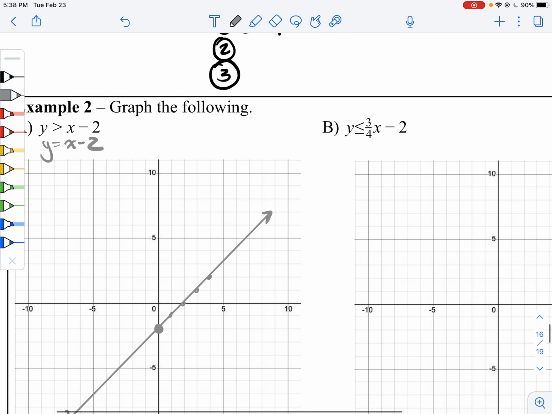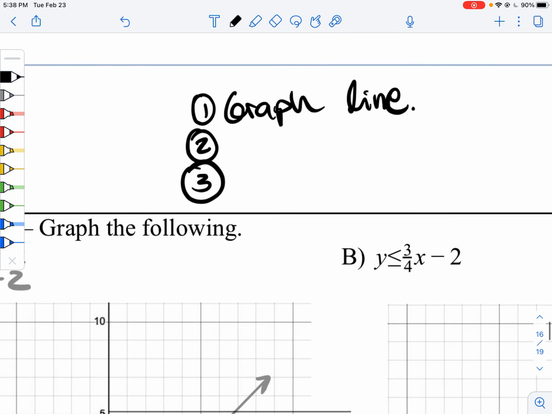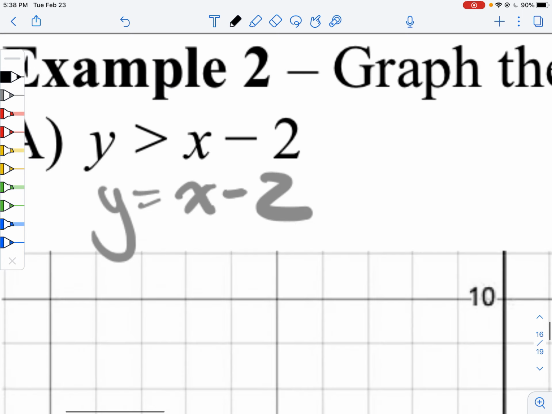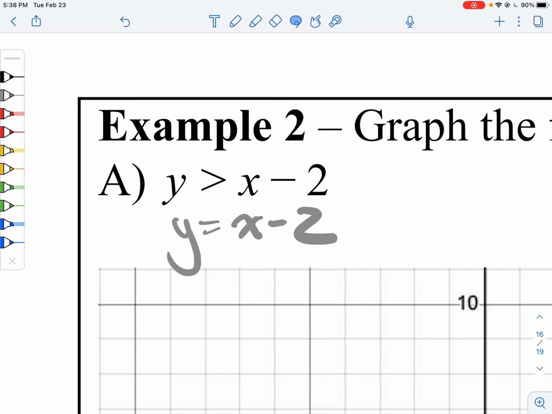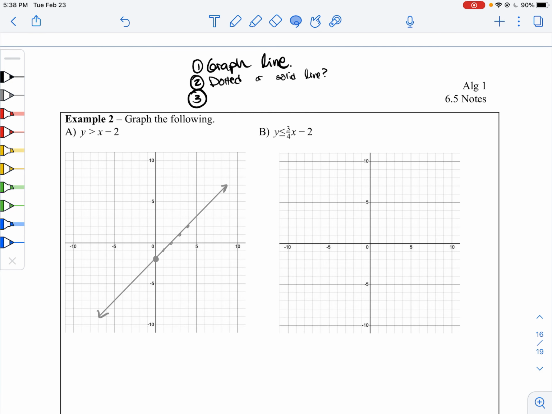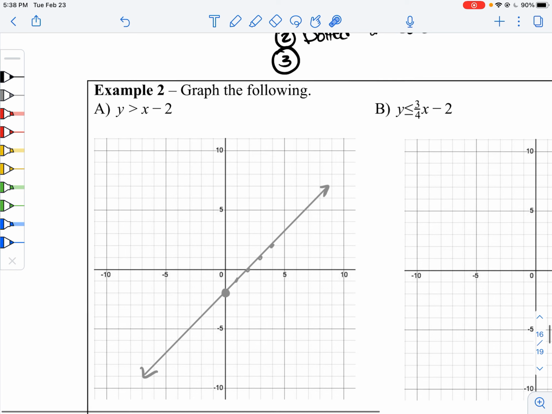But that's not all you do, because you actually need to say, is this going to be dotted or solid? So your second step is to ask yourself, is this going to be a dotted line or is it going to be a solid line? So when you look at this inequality, y is greater than x minus 2. Right now we graphed the equation y equals x minus 2, but these points don't make it true. For example, if we plugged in our y-intercept right here where y is negative 2, x is 0, negative 2 is not greater than negative 2. This does not make it true.